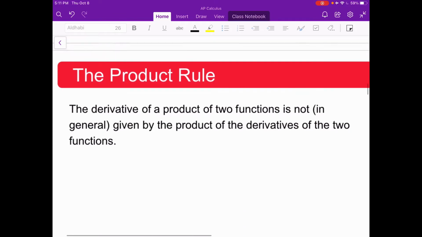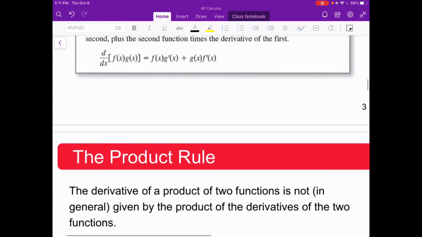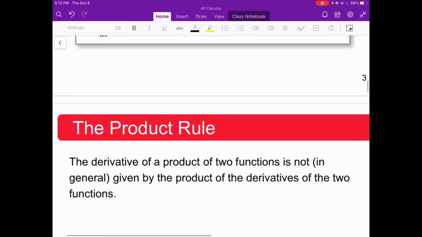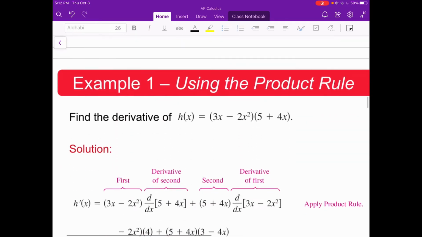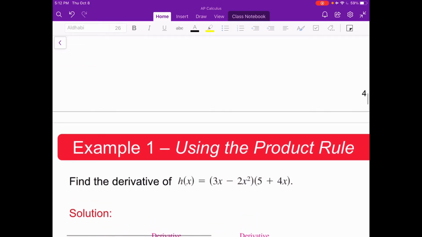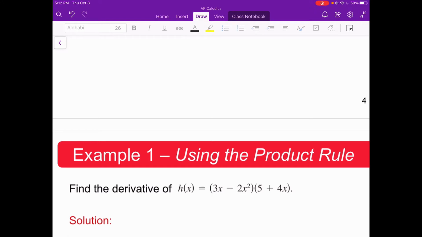Be careful that you cannot find the derivative of both f of x and g of x separately and then just multiply them. That does not work and will give you the wrong answer. So here is one example. It says find the derivative of h of x. Now, I know we can go ahead and FOIL this problem and just use the power rule, but sometimes it takes longer to do that. So here's the steps that you would have to take.